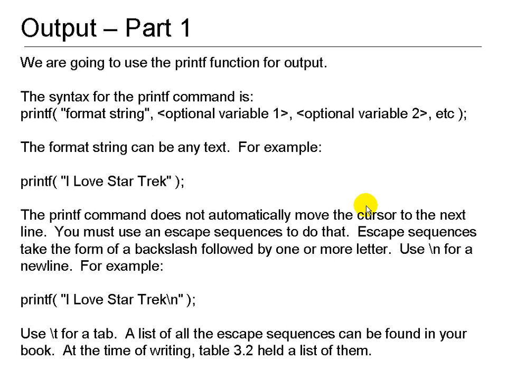We are going to use the printf function in this course for output. The syntax for the printf command is printf and then a format string in double quotes, then a comma, and then any optional variables. Every optional variable is separated by a comma from the next. Now you can have as many optional variables as you need. Realistically, you're probably not going to need more than 4 or 5.